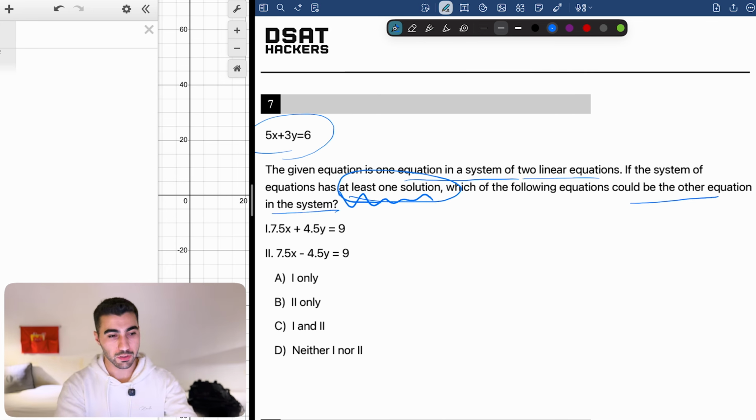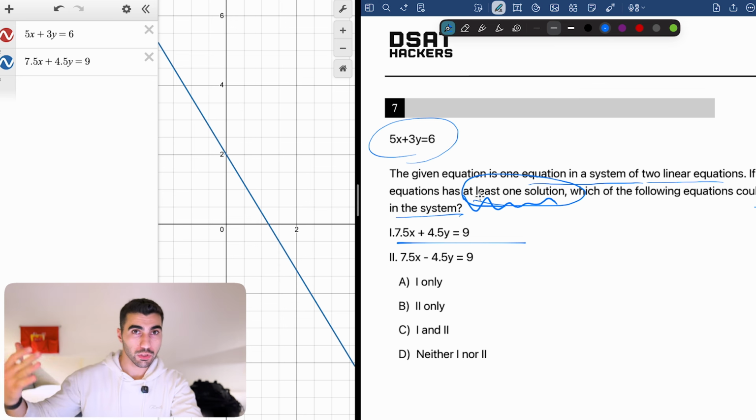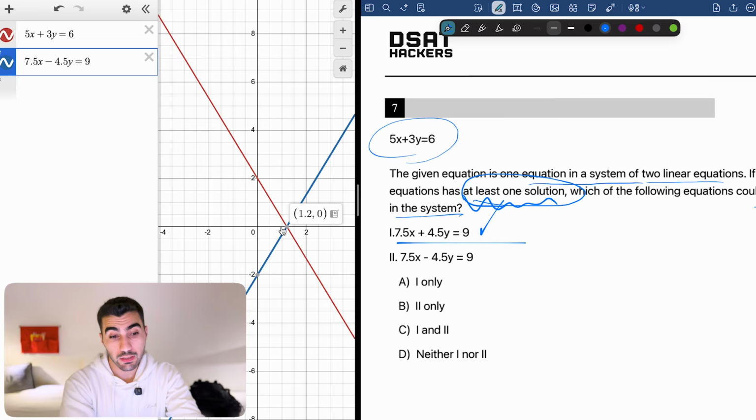Then we have the first equation, which is 7.5x plus 4.5y. So I graph both of them here on Desmos, and as you can see, when I graph them, they are overlapping. So there are infinitely many solutions, and that satisfies this condition. At least one solution means one or more solutions, right? So this is correct, and we have infinitely many solutions. Now let's check the second one. It is negative 4.5. So now we have one solution only, one intersection. This is also satisfying. So both of these are going to be answers. So 1 and 2, choice C is going to be the answer for this question.